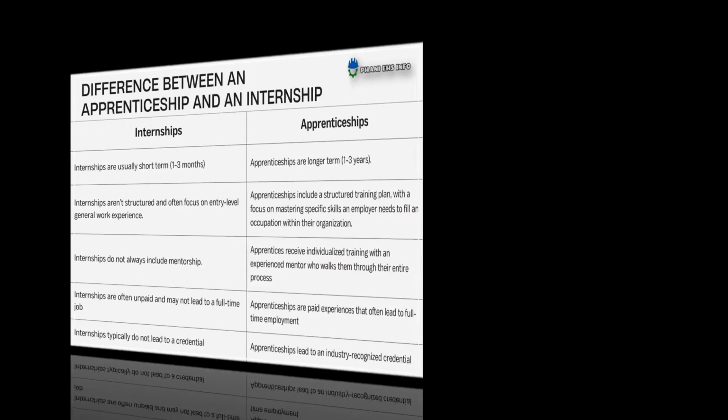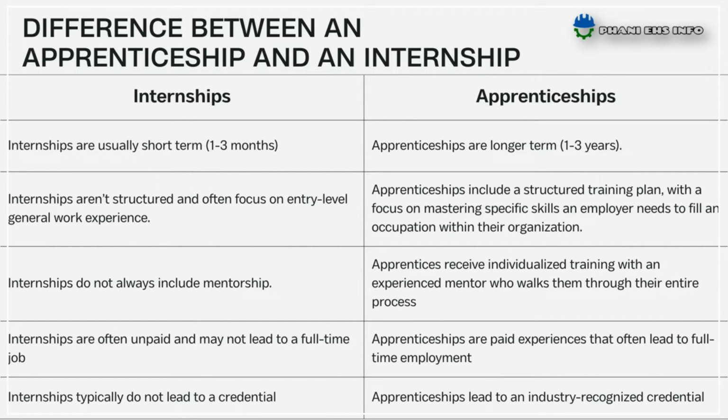Difference between an apprenticeship and an internship. The Act doesn't expressly talk about internship, but the explanation given by the experts says that Apprenticeship Act does not include internship. So, differences between internships and apprenticeships include: length of time. Internships are usually short-term, 1 to 3 months. Apprenticeships are longer-term, 1 to 3 years.